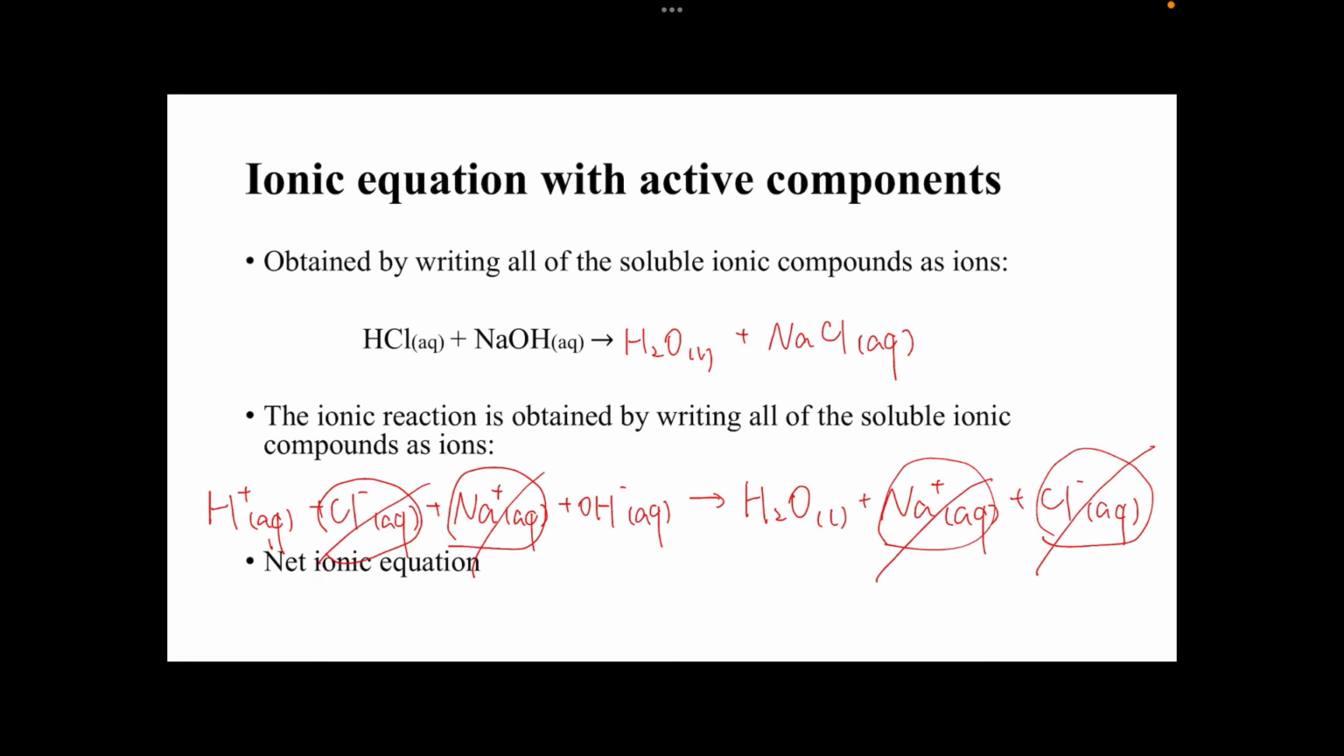So the net ionic equation is still the ionic equation but without the ions that do not participate in the reaction. In this case, the sodium and chloride ions, which are called the spectator ions, are cancelled. So in summary, we can write the net ionic equation for acid-base reaction in the form of hydrogen and hydroxide that forms water.